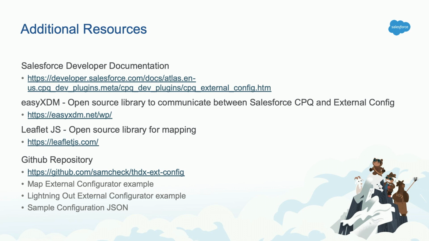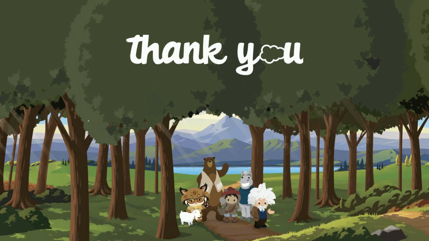It's got the map external configurator example. I also have an example using a Visualforce page, Lightning Out, and a couple of Lightning components to put together a basic configurator. So if anybody wants to play around with that, feel free. And then also two sample configuration JSONs just to see what the data structure looks like. So with that, turn it back over to Erwan.